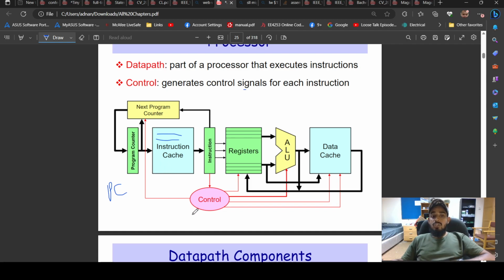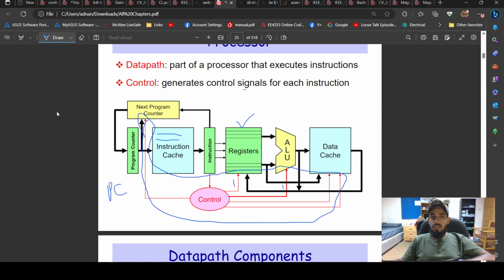So we can see in the red, these all are the control signals. These control signals actually tell the processor which process is going to be done at this time. If this is one, we will say from the register we are going to do the register operation. And if this is one, the processor will know that the ALU operation is going to be done. So this is the control, which generates the control signals.